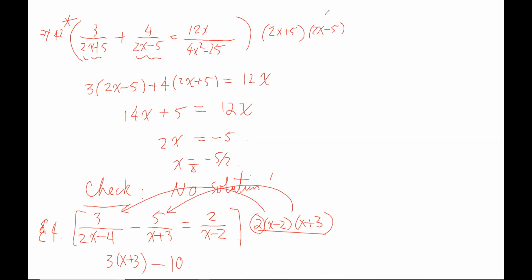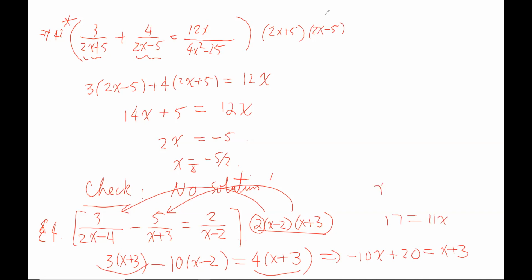So we cancel the x plus 3 out. So it's 10 times x minus 2. And that's equal to what? 2 times 2, so it's 4 times x plus 3. Now you could expand it, but you should notice that this is 3x plus 3, this is 4x plus 3. You probably should do it this way, just 1x plus 3. It's a little quicker. And so therefore you get 17 equal to 11x. Now that tells you x equals 17/11, right?